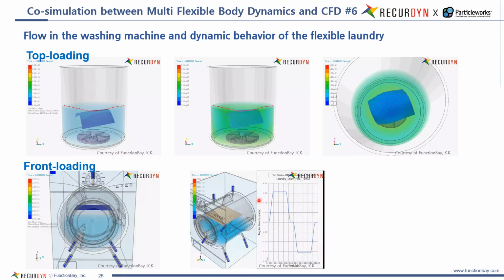The following case is about washing machines. First of all, this case is a top-loading washing machine. Fluid flow is generated by the pulsator, and you can see how the flexible laundry behaves accordingly. This pulsator is composed of rigid bodies and interacts with the fluid. This laundry is made of a flexible body. These interactions represent a complex co-simulation between fluid and flexible laundry.